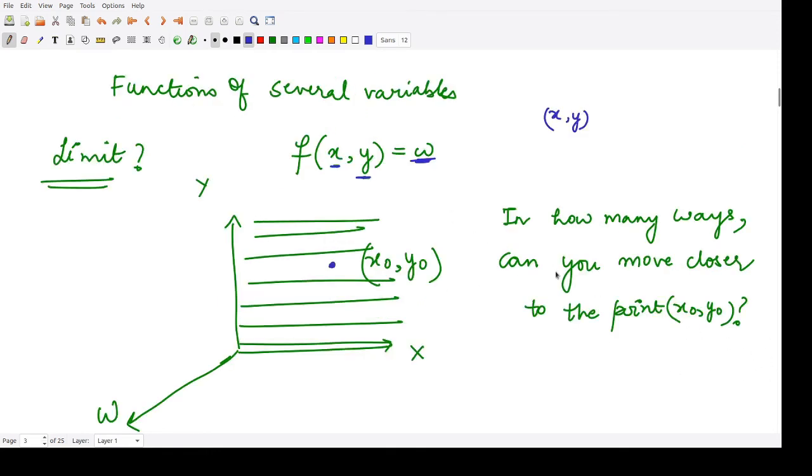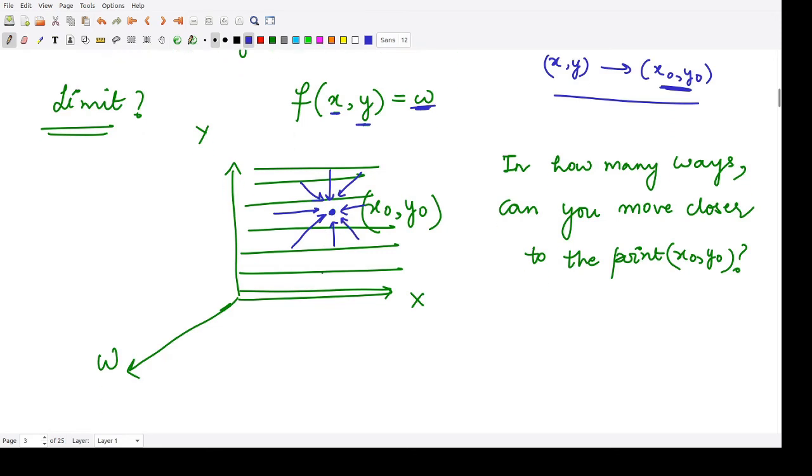So we'll say the point x comma y would tend towards this point x naught comma y naught. From how many directions can you reach this point? Because we have this whole plane as the domain, we can reach this point in an infinite number of ways. Either you come from the left hand side, or the right hand side, or from top, or from bottom, or from this side or this side. So there are infinite number of ways to reach this particular point.